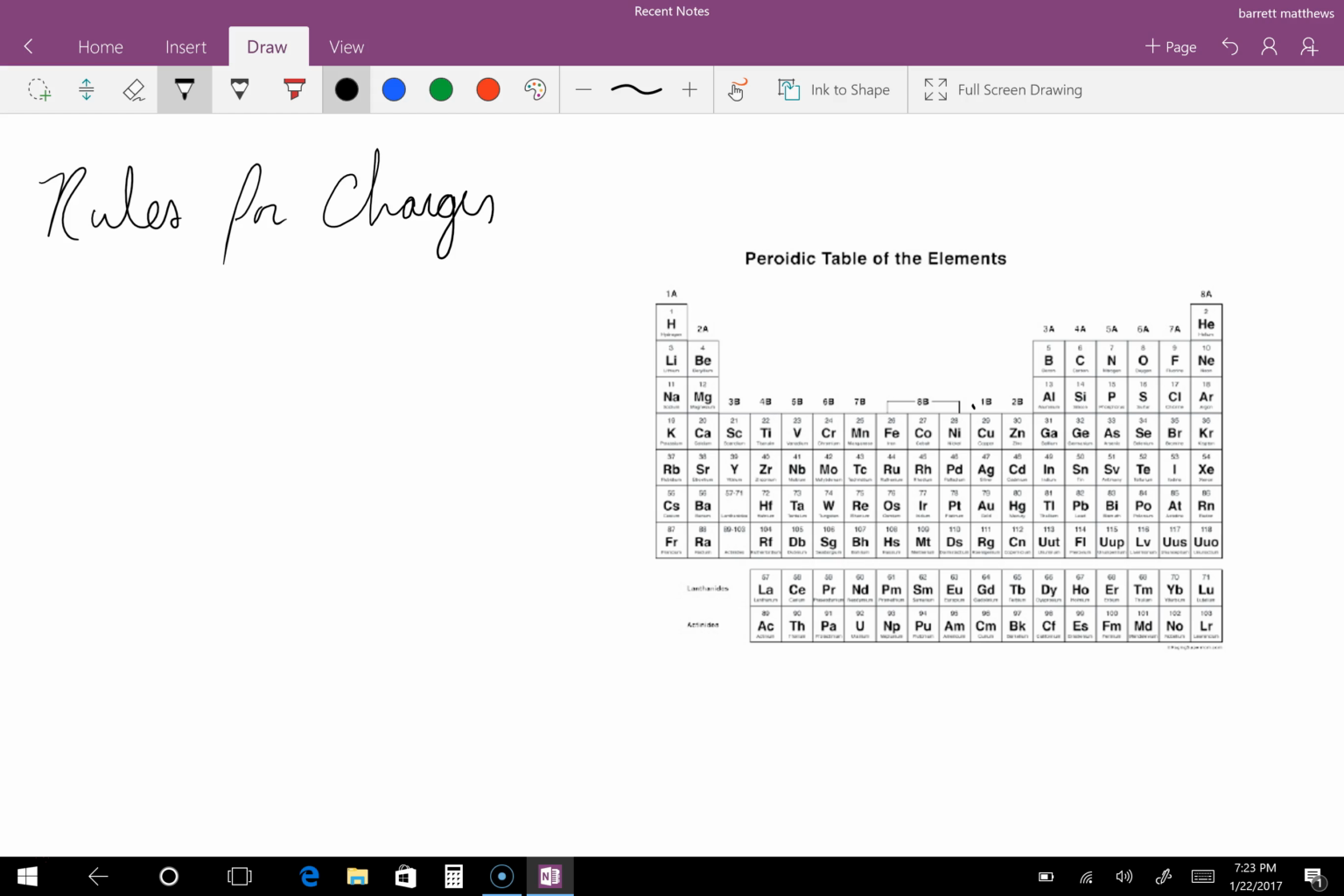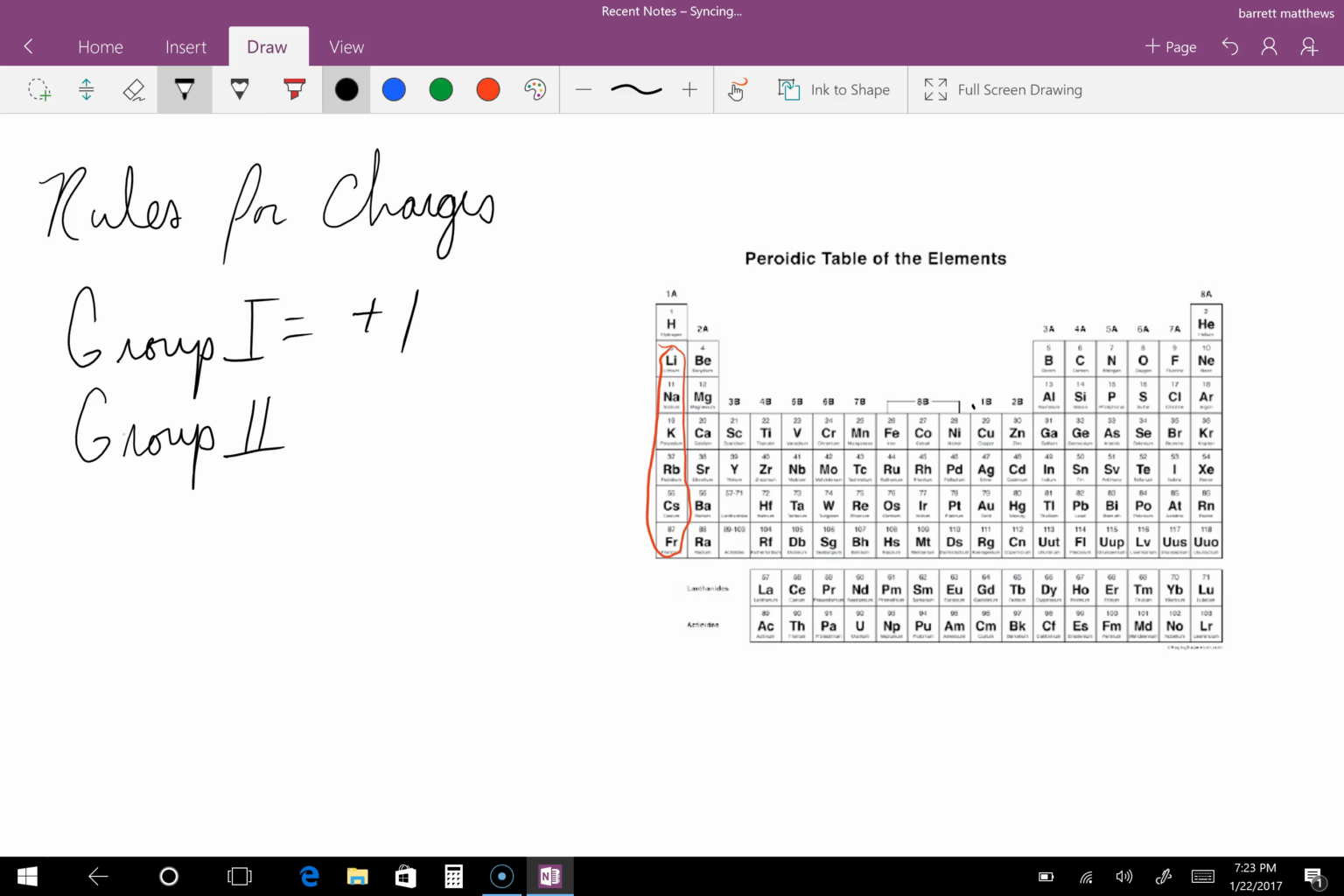Here we have the periodic table, so I will kind of show you an idea of the different regions that we have. Group 1 will have a positive 1 charge. You may remember them as the alkaline metals. Group 2 will have a +2 charge. These will be the alkaline earth metals.